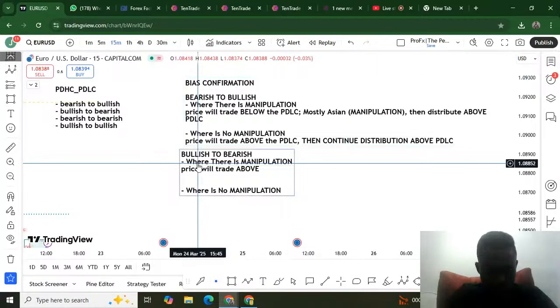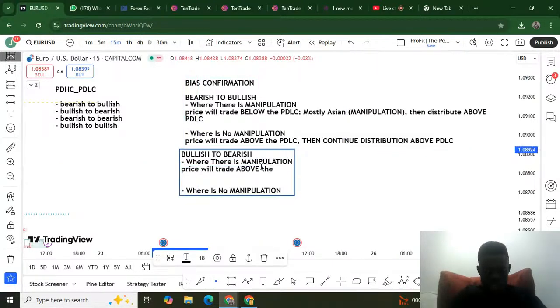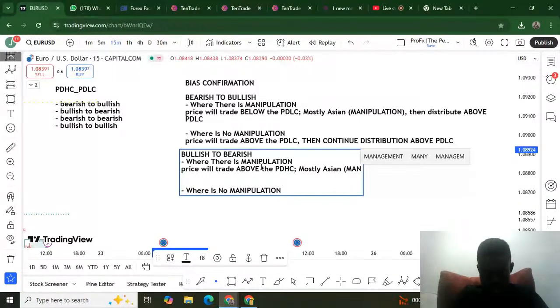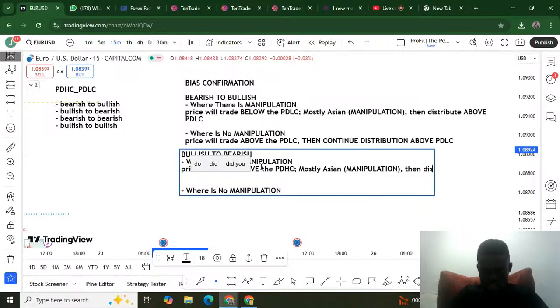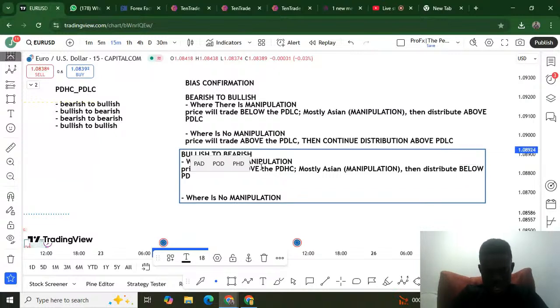So now, price will trade above what? Above the previous day high and what? Close. Mostly where? Mostly Asian. And that is what? Manipulation. Then what will happen? Then distribute below. Below what? Below previous day high and close, because we want to sell for the day.